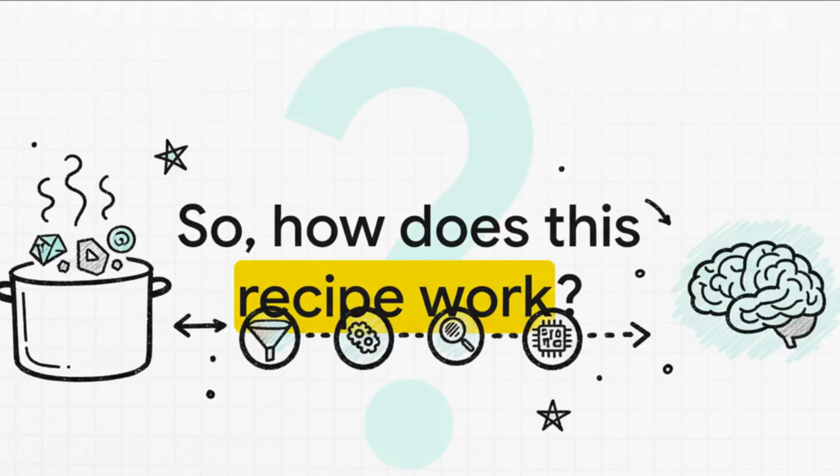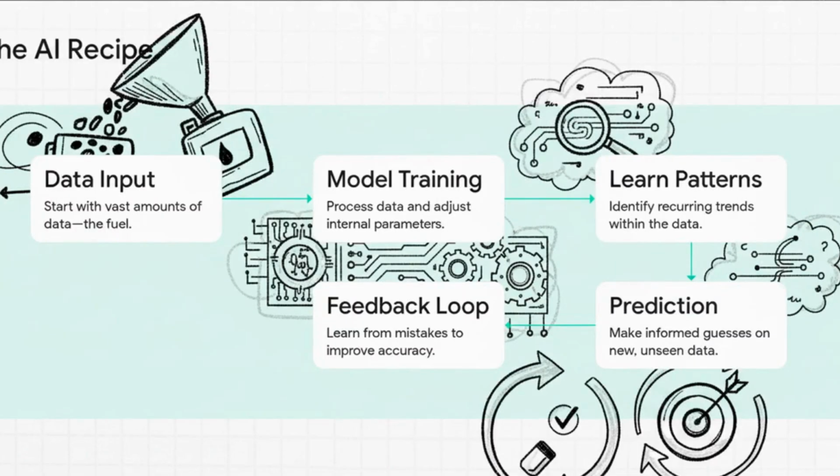Okay, fair question. If it's a recipe, what are the steps? I mean, how do you actually go from a bunch of raw ingredients to a fully formed, intelligent result? Let's break it down. So this is really where the magic happens. The AI recipe isn't just one simple thing. It's a 5-part process. It's a process that takes raw data and step by step turns it into intelligence. Let's walk through each one of these.